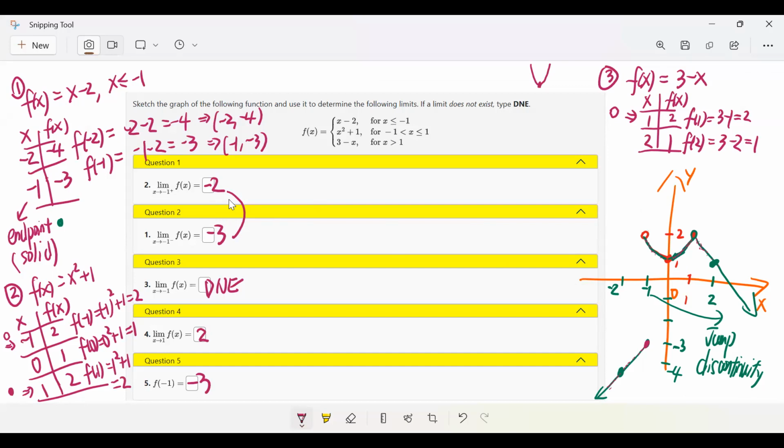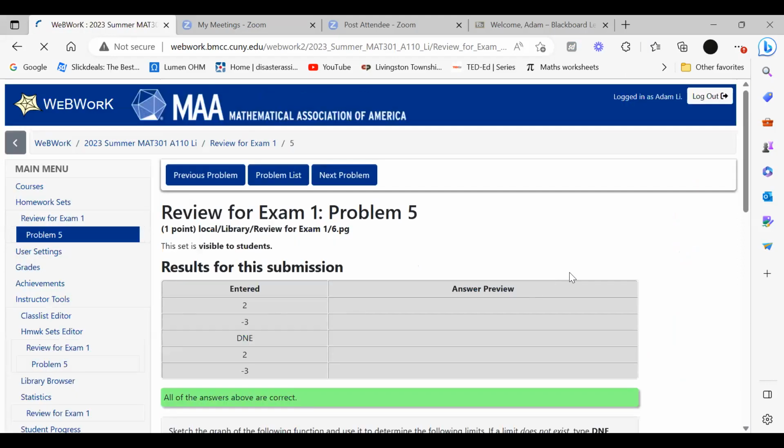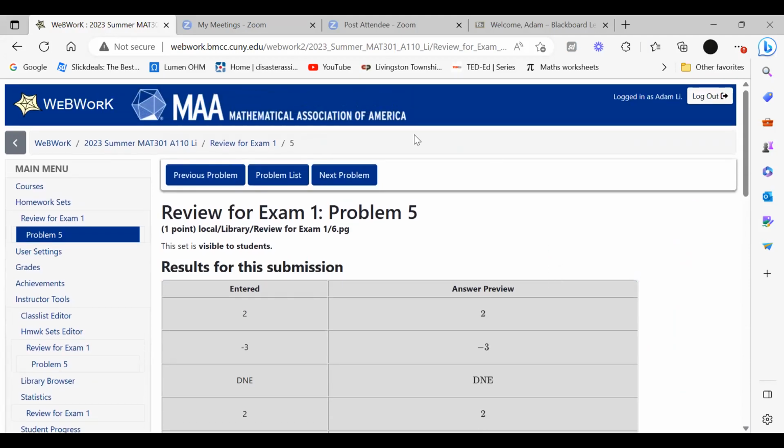Yeah, this is 2 actually. Approach -1 from the right. I overlooked. This should be 2, right? I copied the wrong answers here. Approaching -1 from the right, the y value approaches 2. I overlooked. I copied the -2 over there. So the answer should be 2 and 3. Here, 2 and 3. So this is 2 and 3. Yeah. Submitted. It should be all good, right? All right. So that's question number 5.